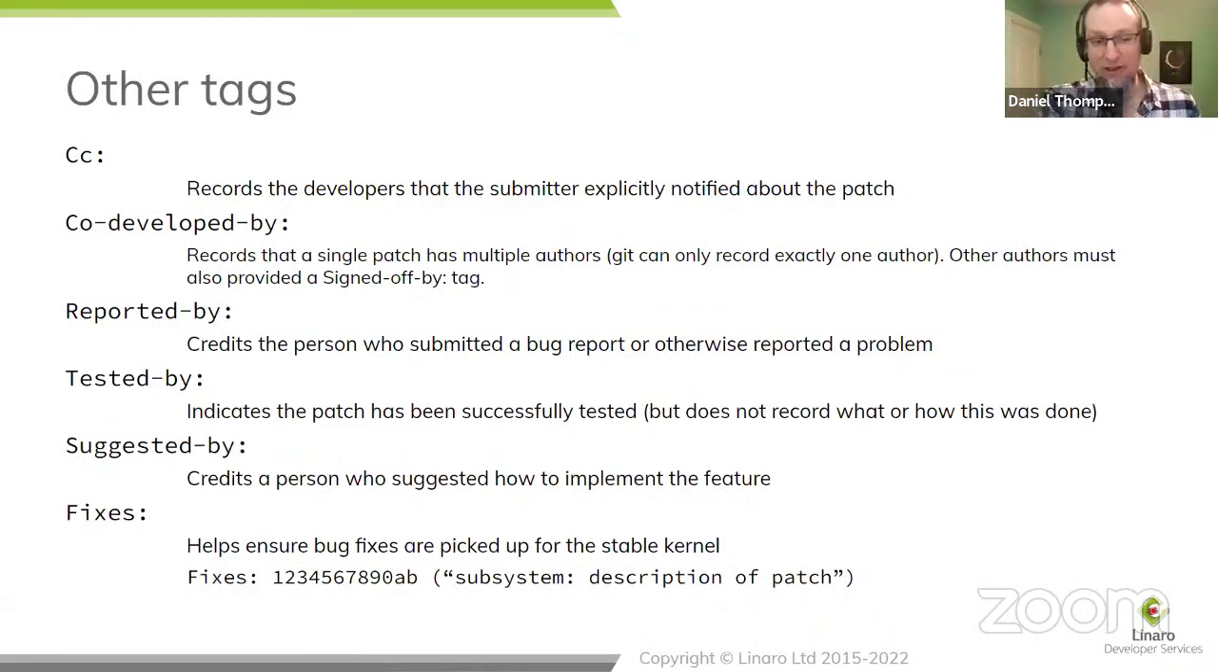Then finally we have suggested by. Suggested by is a credit to a person who has, rather than reported a bug, suggested how the feature could be implemented. So again, if you've been out on the mailing list before you wrote the code, asked for advice from people and they said you could do it like this, suggested by is a good way to credit the person who suggested or guided you in how to implement something.